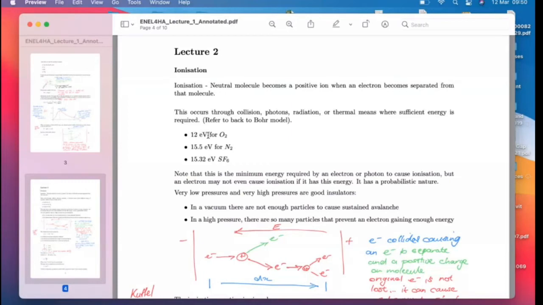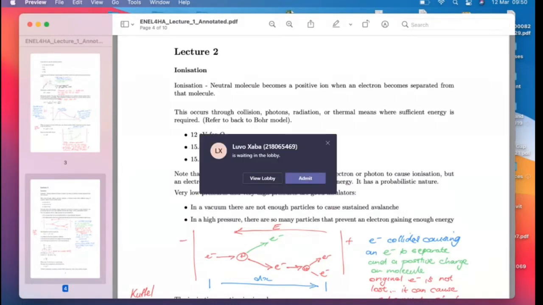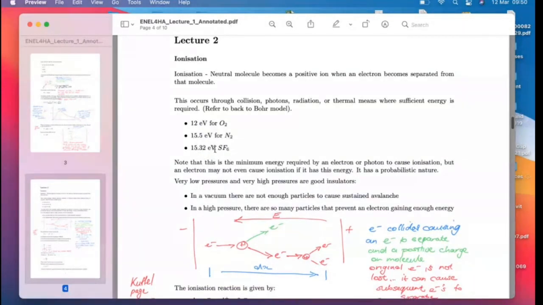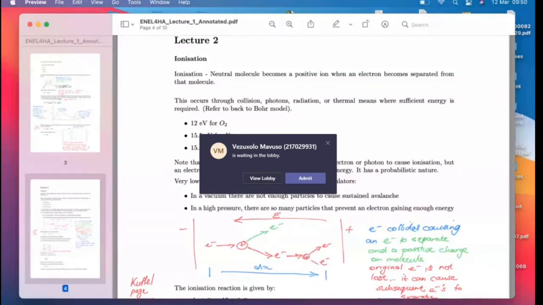We need 12 electron volts for ionization to occur in oxygen. That's a minimum. We need 15.5 electron volts for it to occur in nitrogen, and 15.32 electron volts for it to occur in SF6. So that's an interesting thing. Earlier I told you that SF6 was a much better insulating gas than N2 or air. So now there must be something else that we need to look at later on.